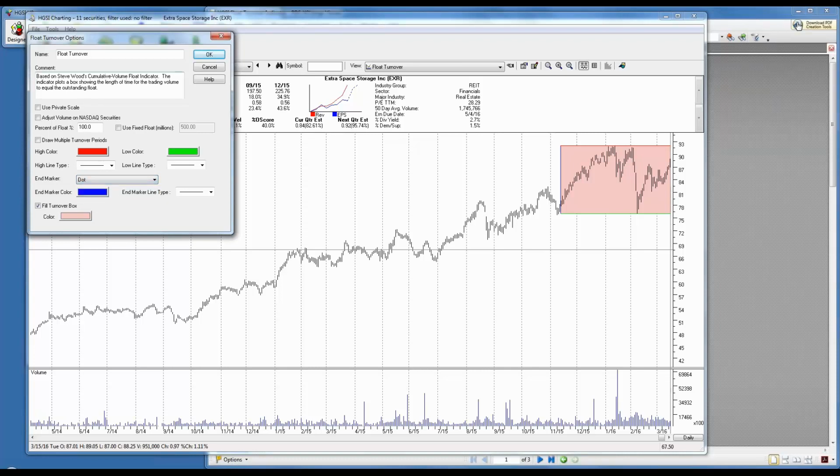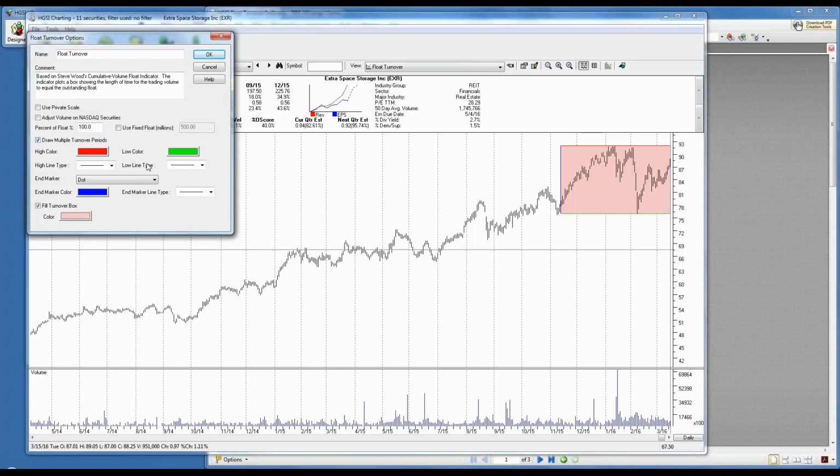The dot is one of Steve Wood's things, and it just floats above the high of the stock on that first day of the turnover period. So its actual height doesn't really matter, but it is a nice visual indicator of where the turnover period started. The color options obviously let you control the high and the low color and the end marker.